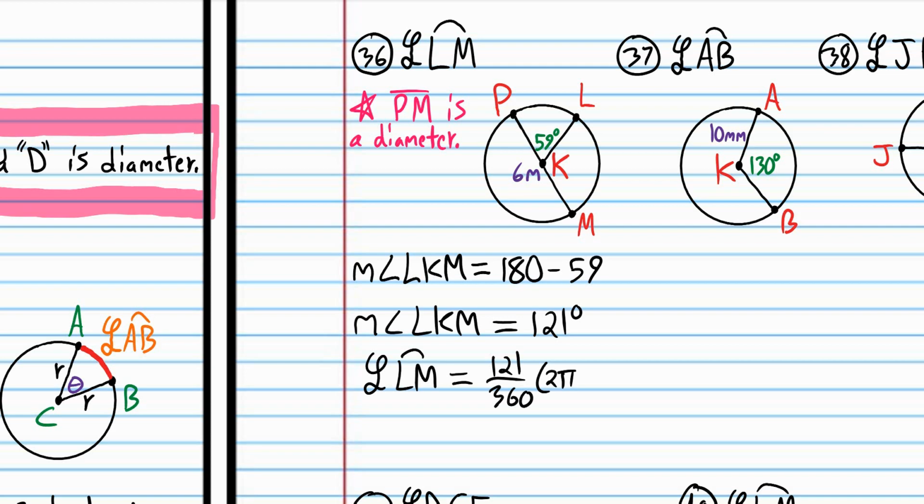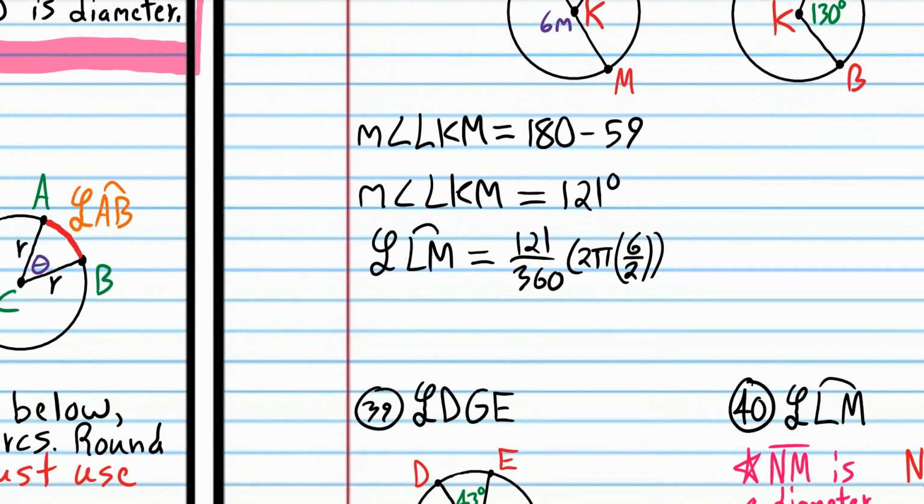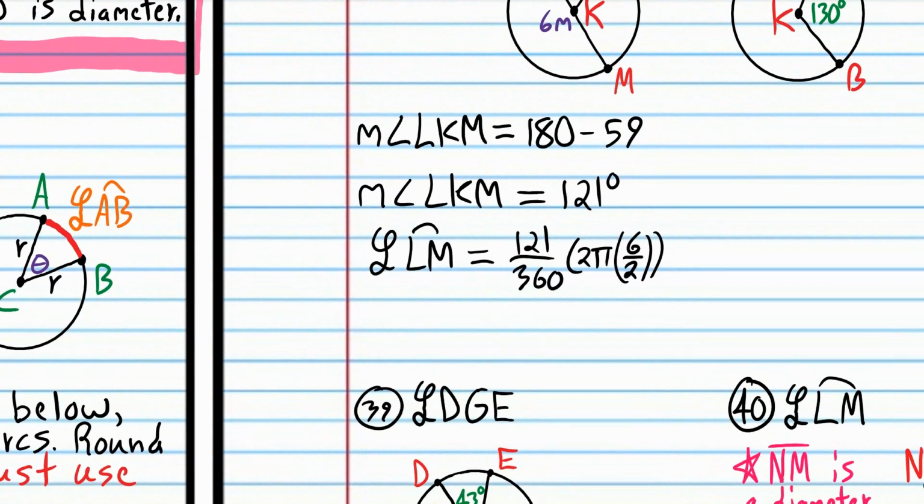Now, be very careful here. We want the radius. If we're going to use 2 pi r, we need the radius. 6 meters is not the radius. That's the diameter. So you have to take that and divide it by 2. So 6 divided by 2. I'm just going to show that just to make sure you see what I'm doing there. So 6 divided by 2 is obviously 3. The radius is obviously 3.